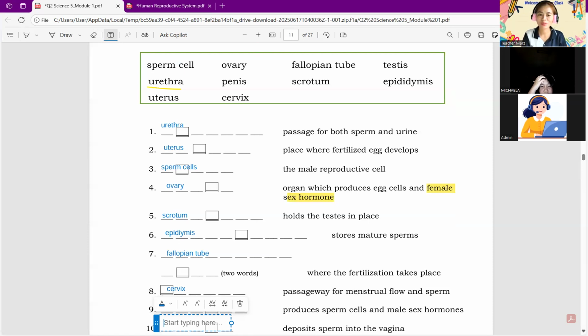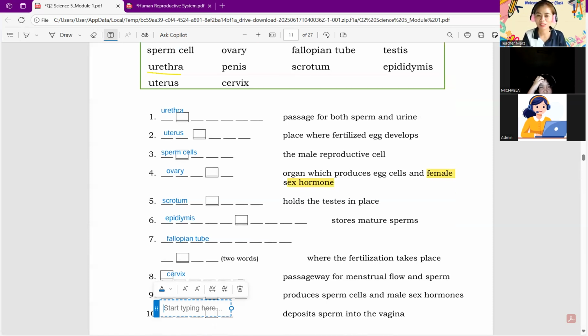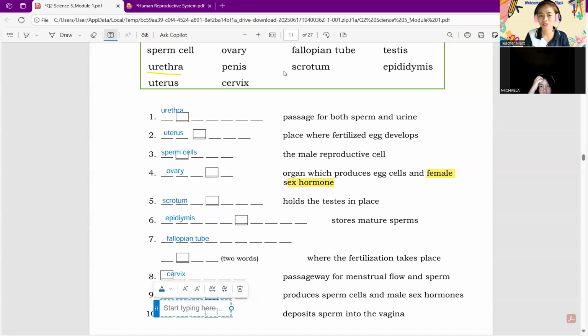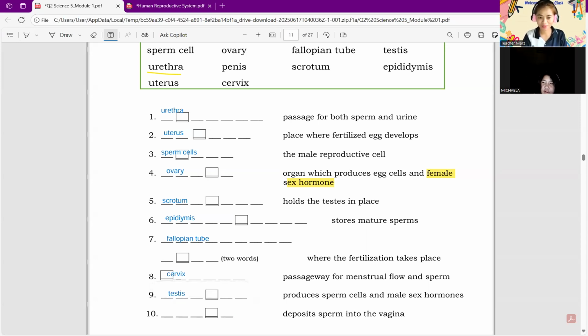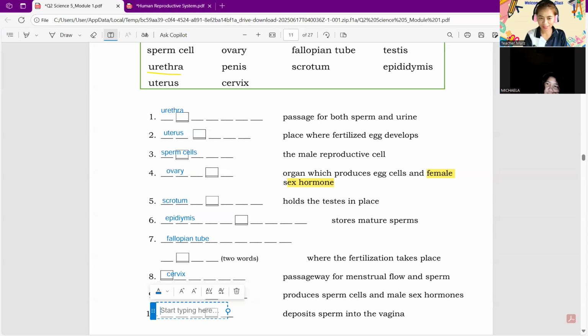So we have done with sperm cells, urethra, uterus, ovary, cervix, fallopian, scrotum, testis, epididymis. So what do you think would be the answer on this part? Penis. Very good. Penis. Okay, so this is the answer on this part.